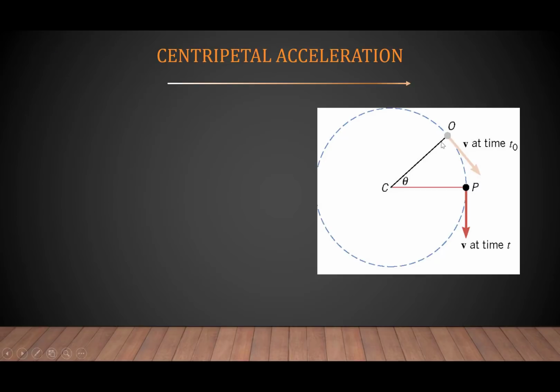So let's look at some uniform circular motion to figure out some equations. Here we have an object that's rotating in a circle, and it's traveling at a constant speed v. This is the velocity vector at time t naught, and this is the velocity vector at time t, some short amount of time after, and it travels some short angle theta.